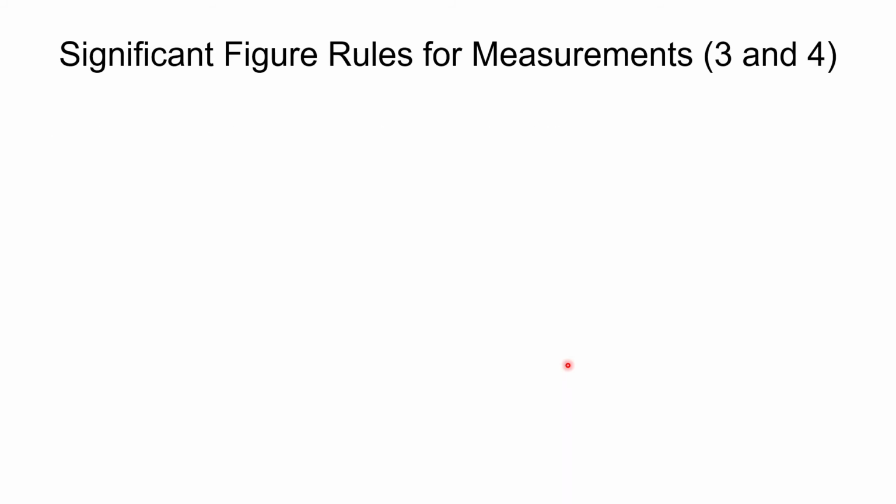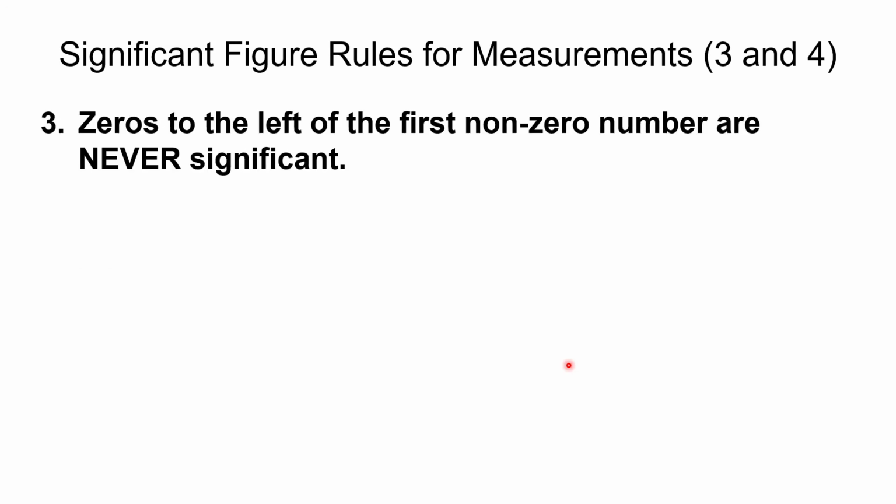So, all right, our third rule is zeros to the left of the first non-zero number are never significant. So when we look at this number, our first non-zero digit is 2, and any of those zeros to the left are never significant. So the 0.00, those are not significant zeros. So we're going to say there are only 2 significant figures here. So 2 sig figs.